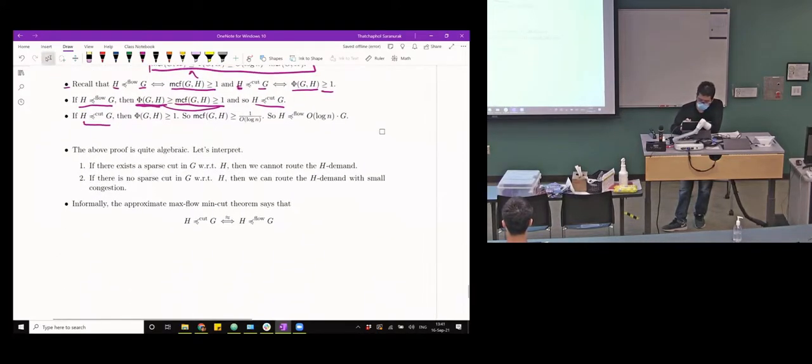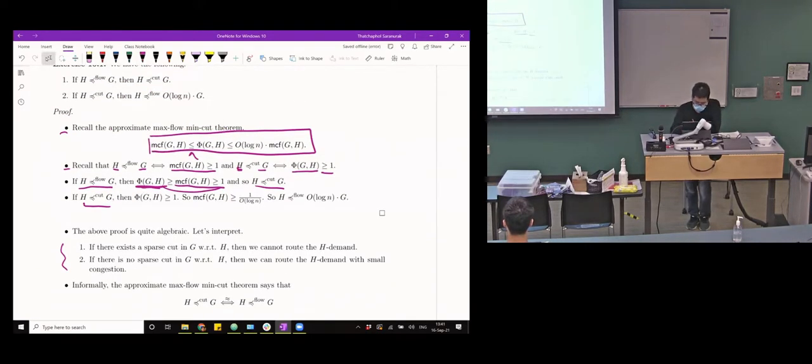Basically, it means that if you can embed the flow, then there cannot be any sparse cut. If you can embed H into G, you cannot have any sparse cut in G with respect to H. And if there is no sparse cut, you can embed it with a log-n factor.